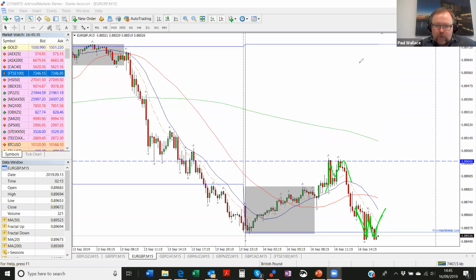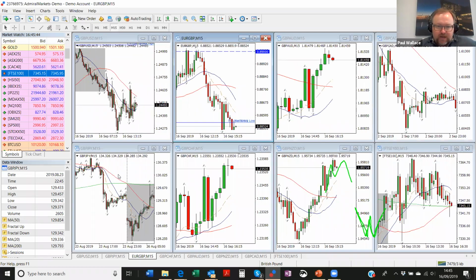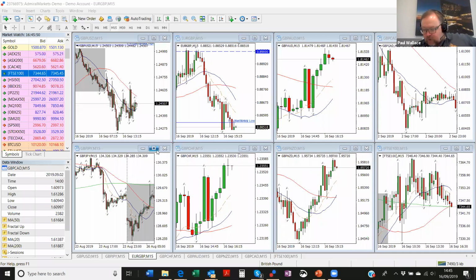I'll very quickly look at maybe just one more, just to give us an idea and to finish off, because I appreciate we've always got shorter time, trying to share as much with you as we can. So let's have a look. What have we got here that we could look at? So pound yen. Let's have a look at pound yen.